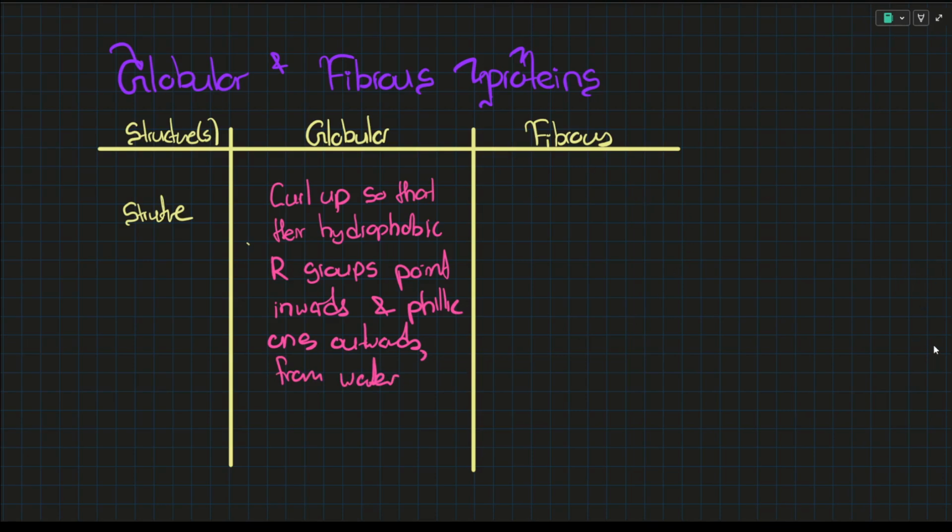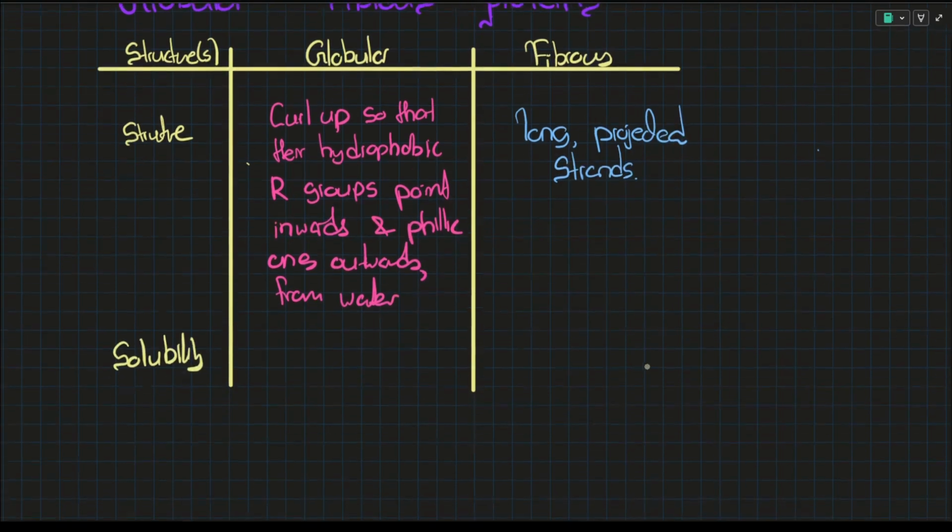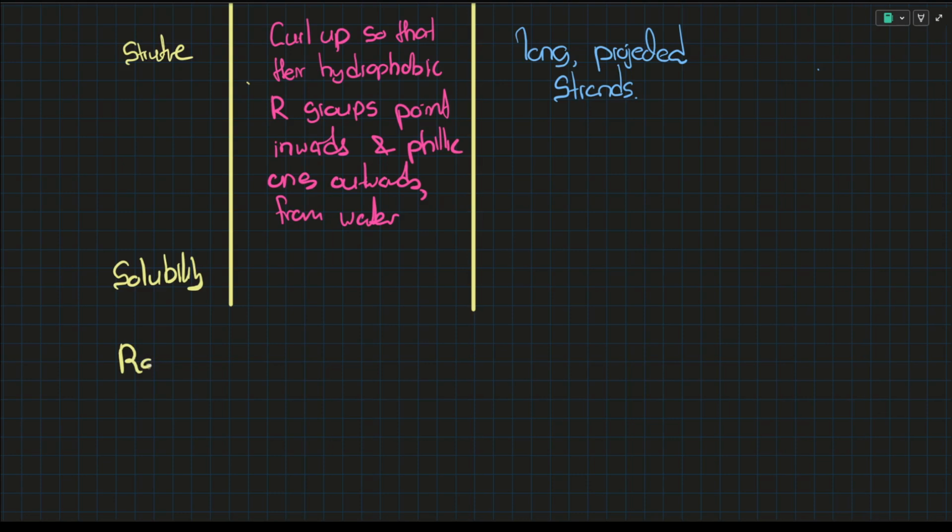What about fibrous proteins? How exactly would you expect fibrous proteins to behave? They are going to have long projected strands. They are not globular, they are not circular, they are strandish, forming long projected strands. The next property we'll talk about is solubility. And then we'll see what their specific roles are.